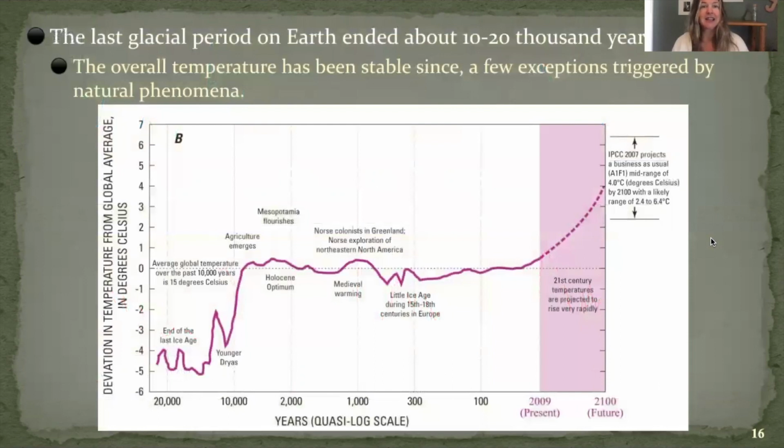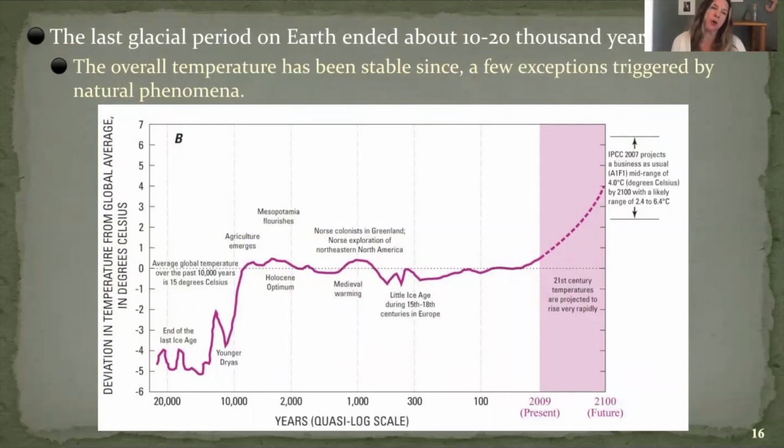Okay, the last glacial period on Earth ended about 10 to 20,000 years ago. The overall temperature has been stable since, with a few exceptions triggered by natural phenomena, and we'll get to that in a second. So here we look at our years, quasi-log scale. Do you remember what a log scale is, a logarithmic scale? I'm not going to get into it and confuse you, but some of you are like, oh yeah, I remember.